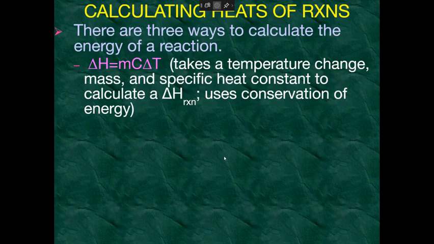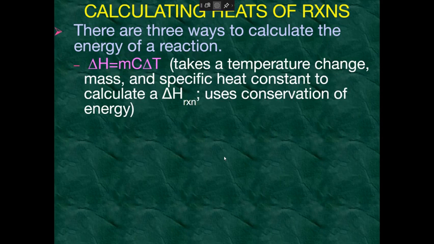First one, which is the MCAT, which we've been doing since last week, relates a temperature change to the mass and to the specific heat constant to calculate the energy released or absorbed by a reaction. This uses the law of conservation of energy.